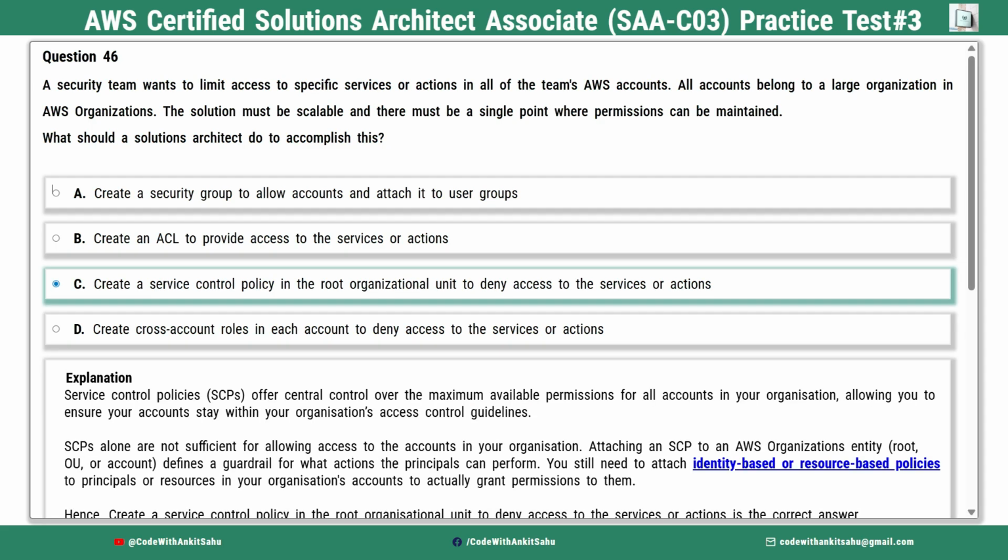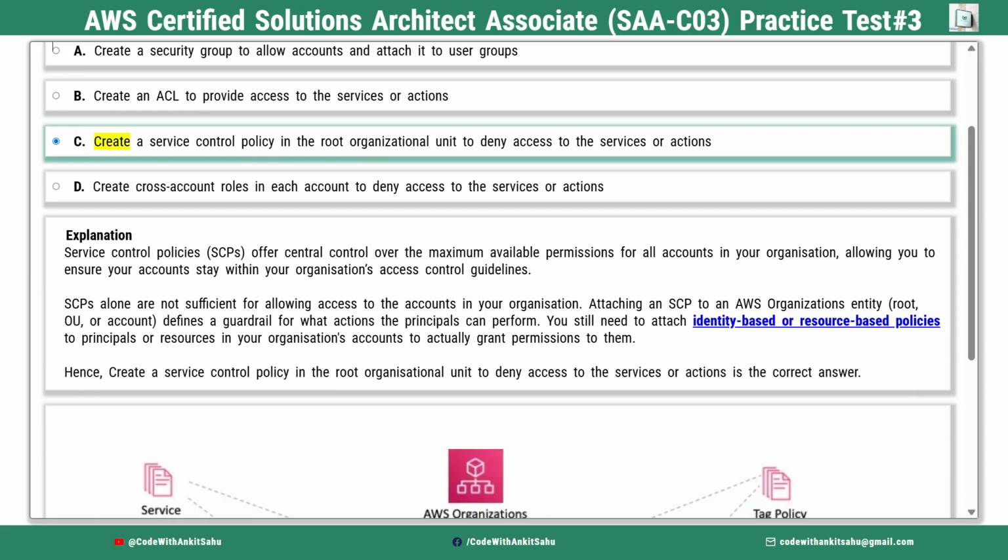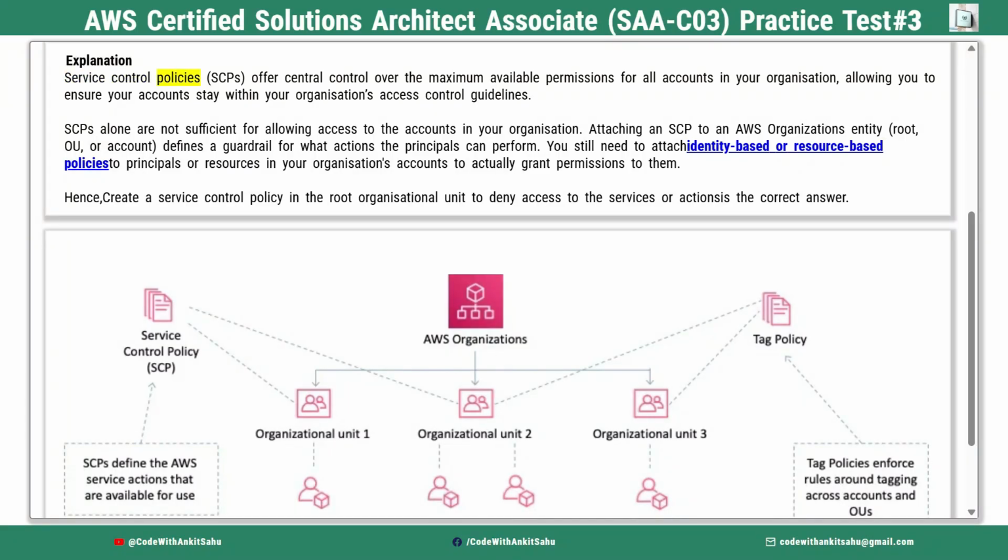Correct answer. Option C. Create a service control policy in the root organizational unit to deny access to the services or actions. Explanation. Service control policies, SCPs, offer central control over the maximum available permissions for all accounts in your organization, allowing you to ensure your accounts stay within your organization's access control guidelines.